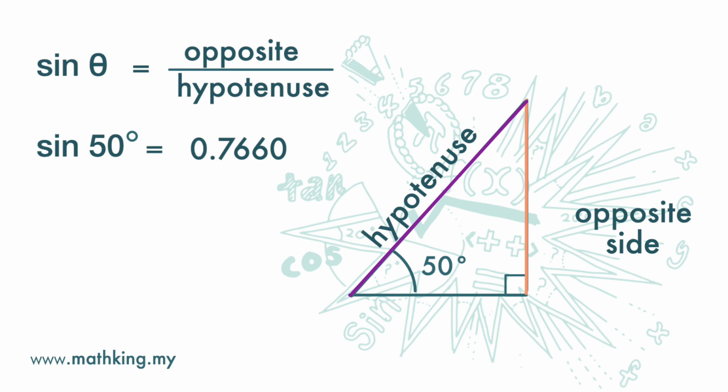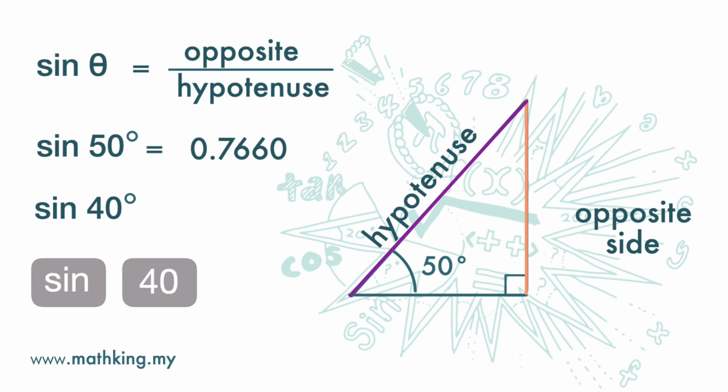Just like the tangent, we do not have to memorize the value of 0.6428 or 0.7660. These days, we can find out the values from a calculator. For example, to find the value of sine 40 degrees, we just punch the following buttons in the calculator, and we will get the value of sine 40 degrees. Sine 40 equal.